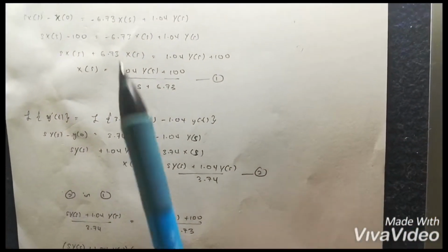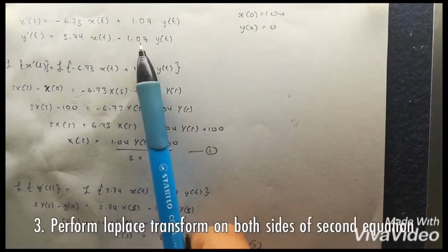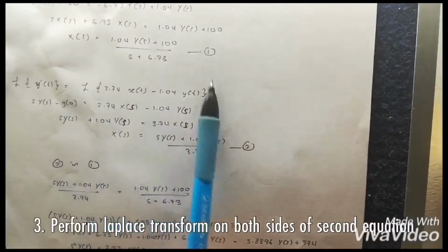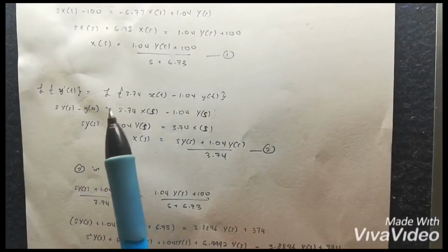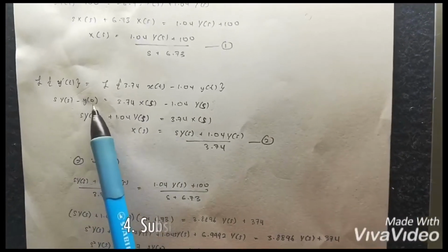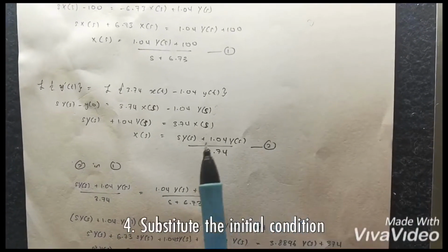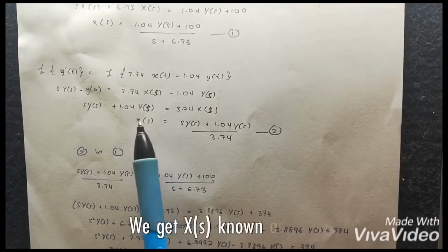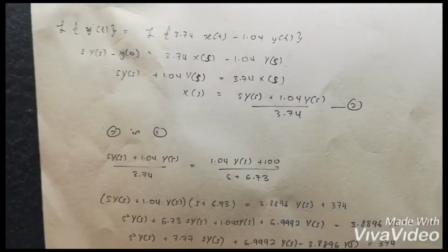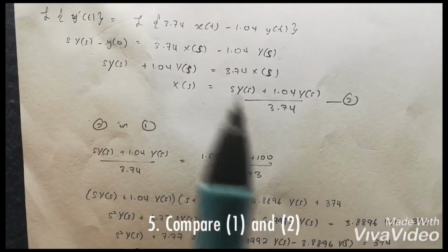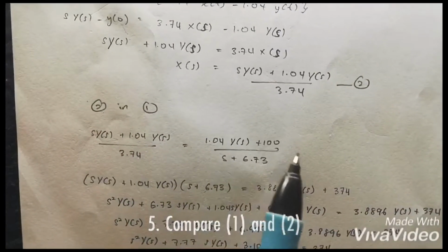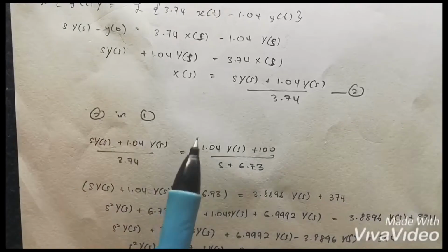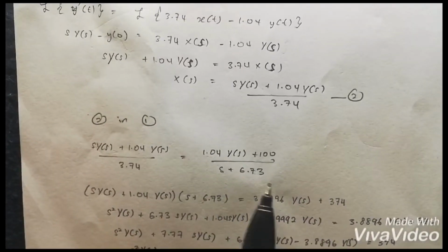So we move to the second equation. This one, we perform Laplace transform on both sides of the equation. So we do the same as the previous one. So we substitute the initial condition, so we make it in terms of X(s), so we get this. And then we compare both of the equations that we get from previous. So we compare, so we make it as one term only, which is Y(s).